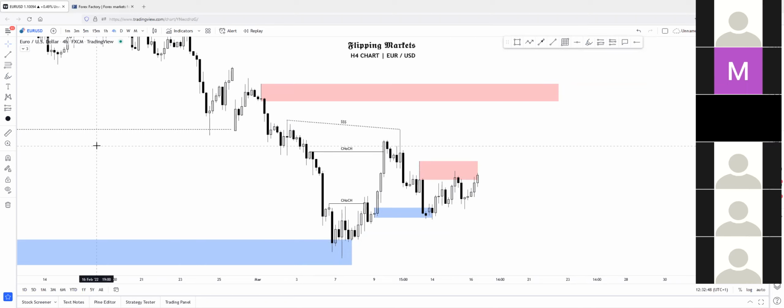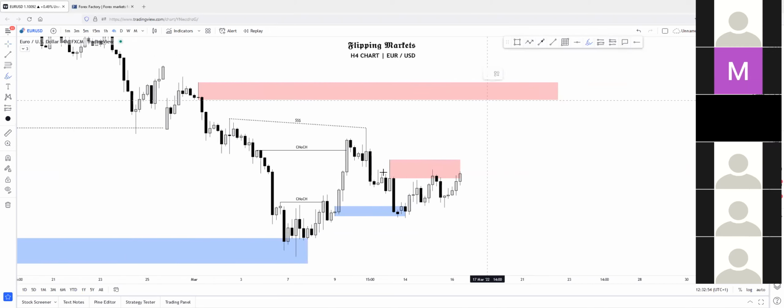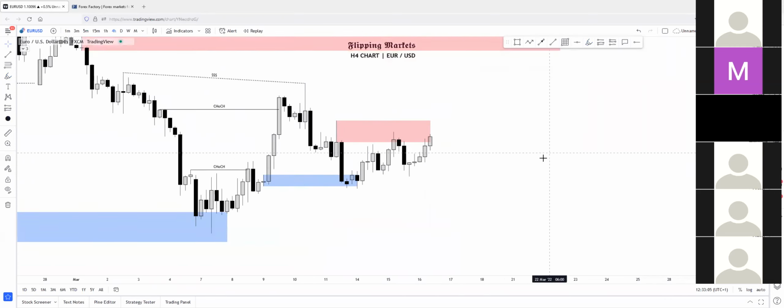Here's a question: why did the supply zone not break the demand? That's exactly why we are not calling this a valuable supply zone. It couldn't break below the demand, but as you can see, price is clearly reacting on this supply zone. It's clearly rejecting on this supply zone several times because it created inefficiency, and on the 15-minute chart, it has created a change of character or break of structure.